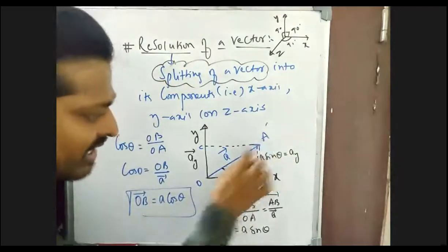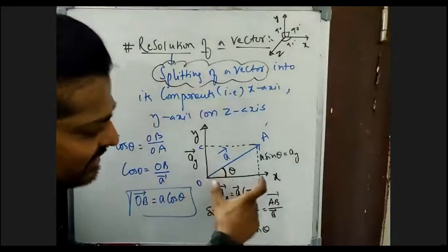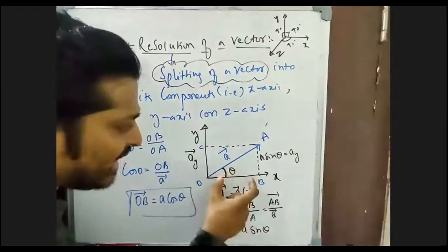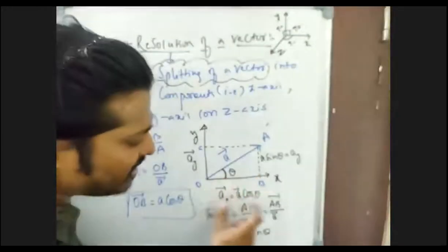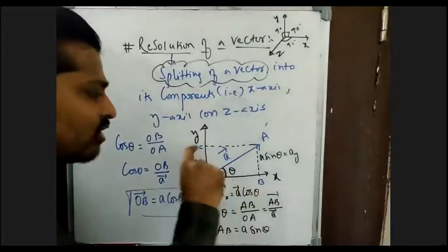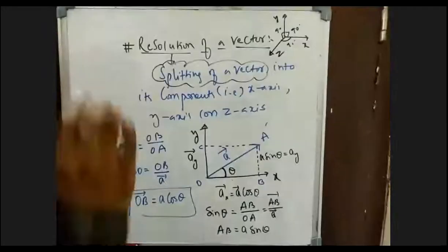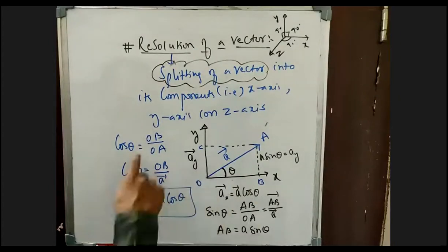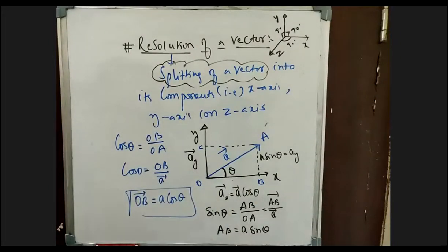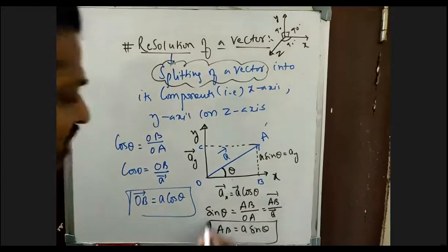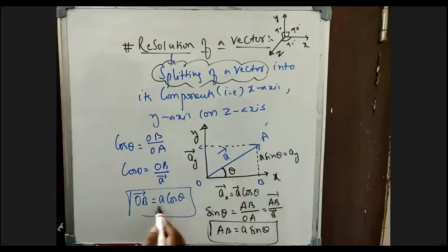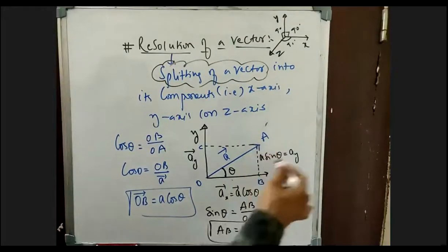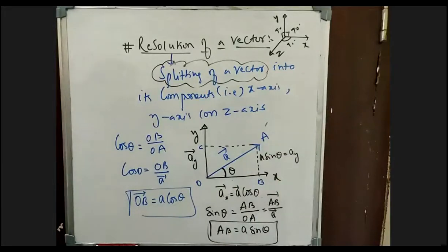So whenever the vector makes an angle theta with the x-axis, the component along the x-axis becomes cos theta and the vertical component becomes sin theta. Take a snapshot of this, beta. Faster, let us try to do some applications based on this. OB value is A cos theta and AB value is A sin theta. Clear for everyone?